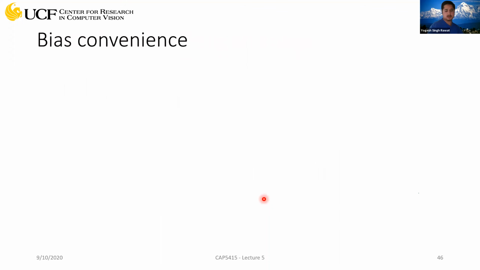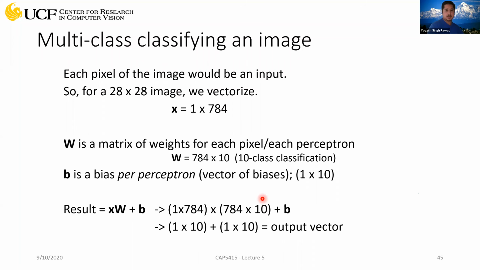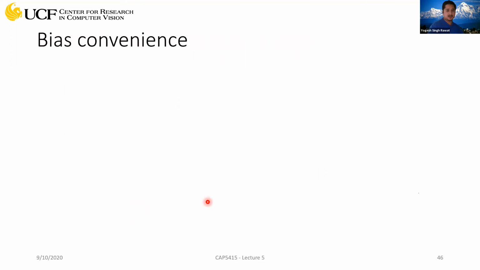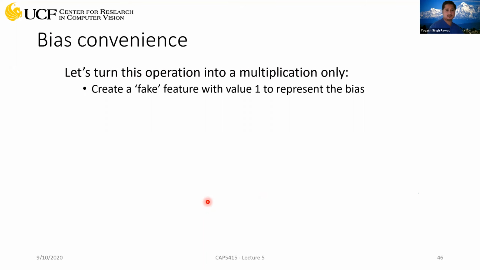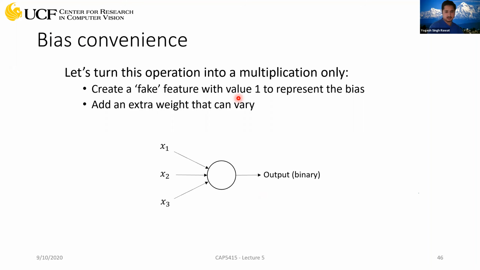Okay. Now you are going to do this extra addition, which is fine. It's just one more addition, but let's see if we can get rid of that. And there is a simple way to do that. What we can do is add a fake feature. So if this is our perceptron, we can add a weight value to our weights just for the bias.